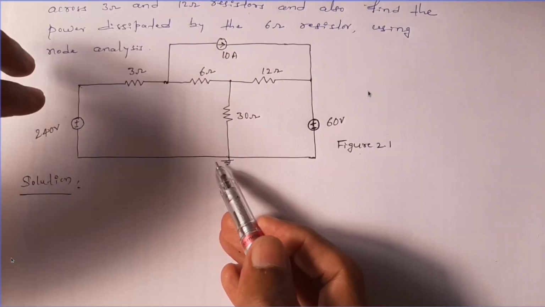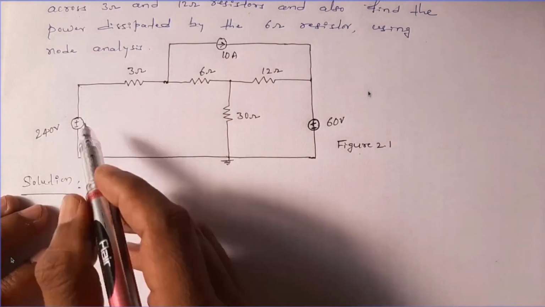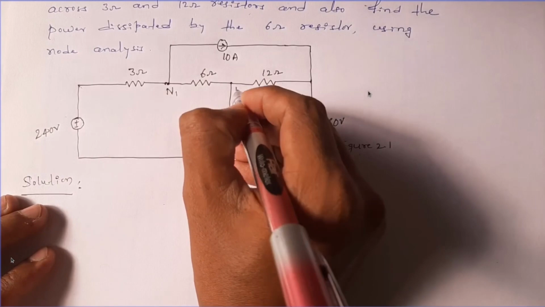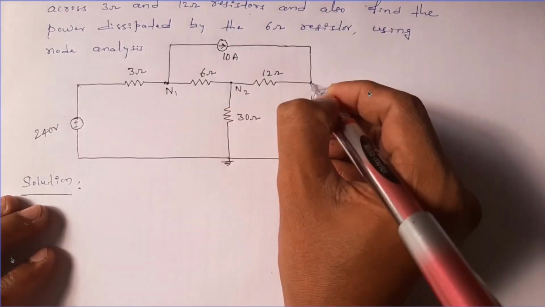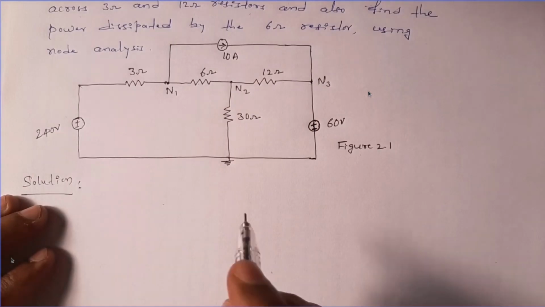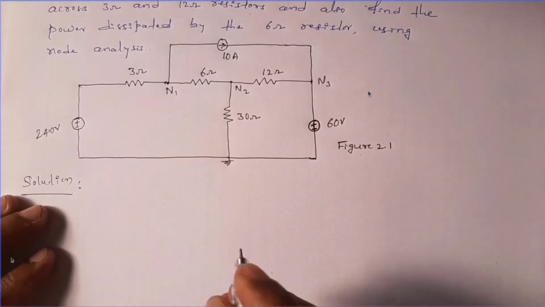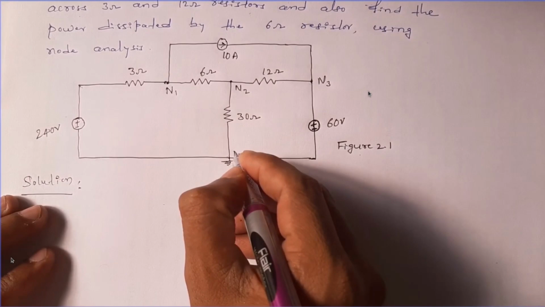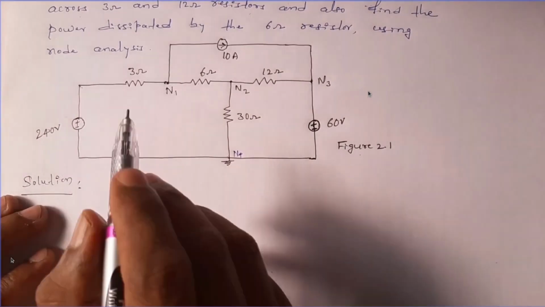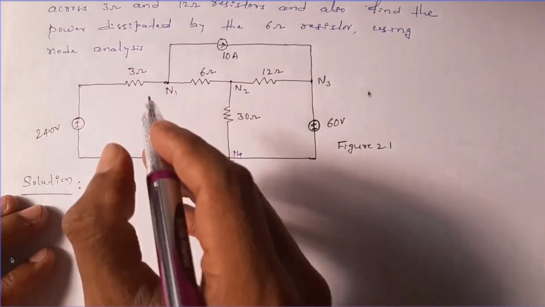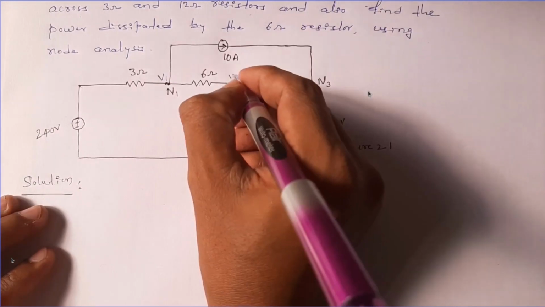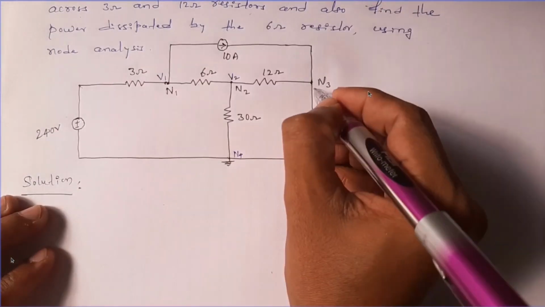Okay, so for that purpose, to reduce the number of nodes, I'll consider N1 here, say N2 here, and let me consider N3 here. 3 nodes. And this is a common node which is N4. Okay, it's a common, right? And one of the important things, dear students: the voltage at N1 I consider V1, voltage at N2 V2, and voltage at N3 is V3.